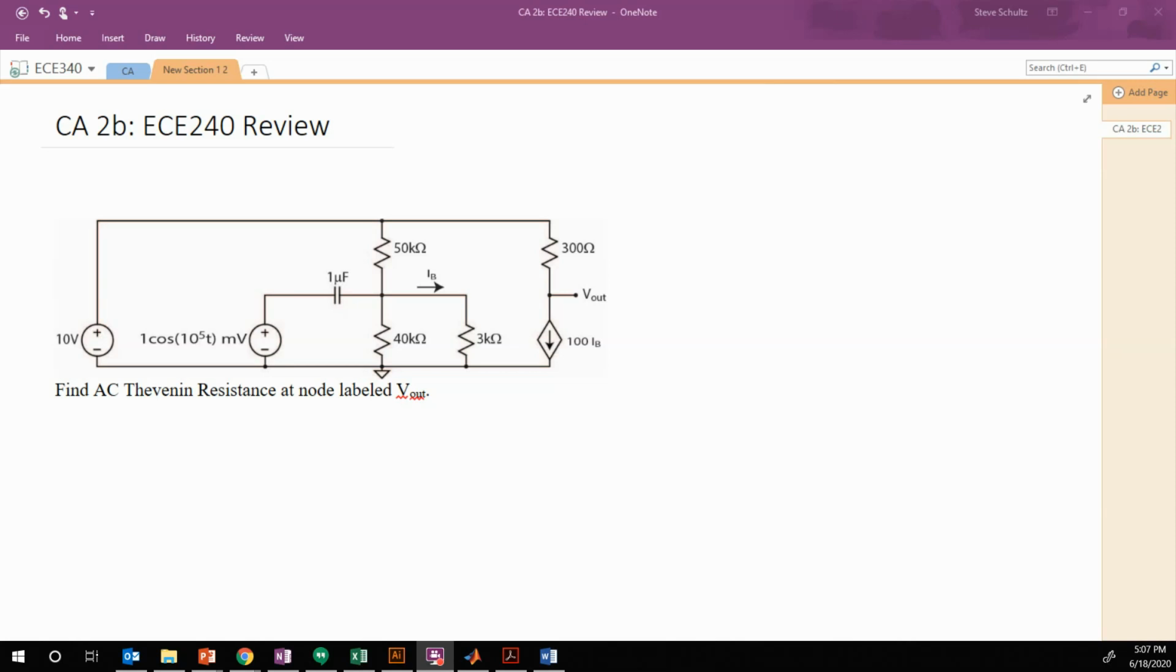Okay, so we want to keep reviewing Electrical Engineering 240. In this case, we are going to be reviewing Thevenin equivalent, Thevenin resistance. And since we're going to be doing AC Thevenin resistance, that means we're also going to be doing phasors.